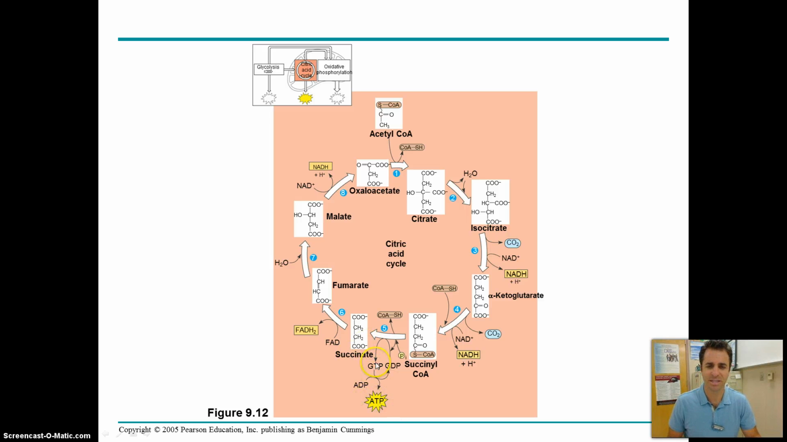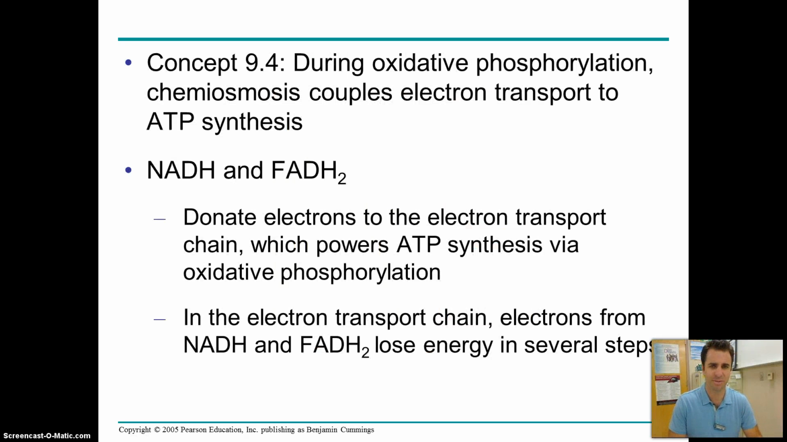You'll notice an interesting thing, it's actually GTP, so guanine, which gets converted into ATP. Make FADH2, another electron carrier, then more NADH, and then we're finally back to oxaloacetate. We add another acetyl-CoA into the loop. This is in the mitochondria and in the matrix specifically.